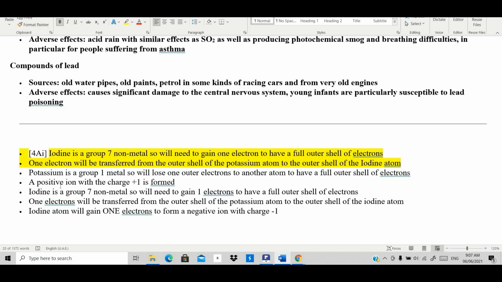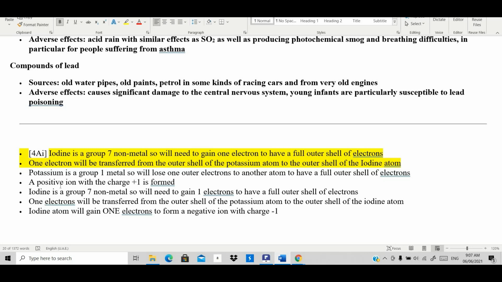And if it is gaining 1 electron, its charge will be negative. We know that. To have a full outer shell of electrons. So what happens? 1 electron will be transferred from the outer shell of a potassium atom to the outer shell of the iodine atom. This means we are balancing both. We are making both of them like noble gases, but they have a charge, meaning they have a similar structure to a noble gas.